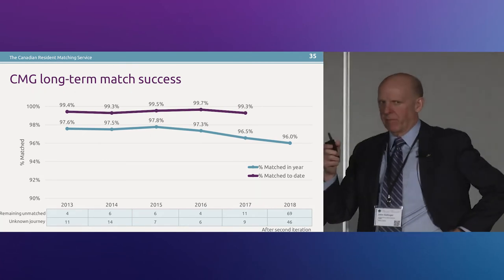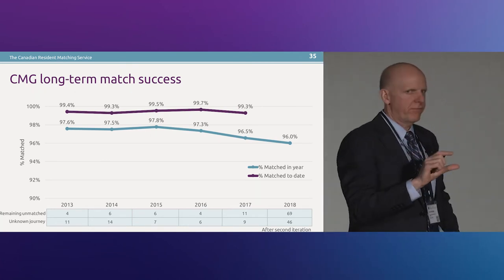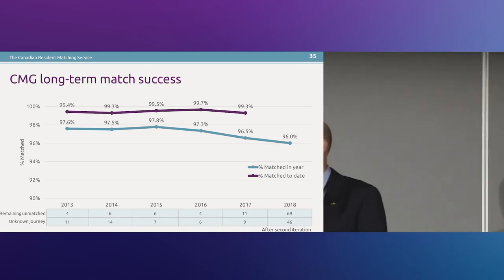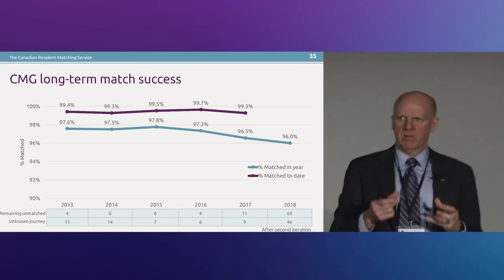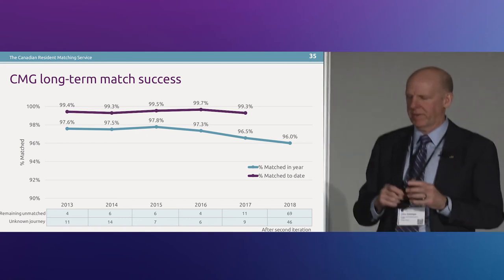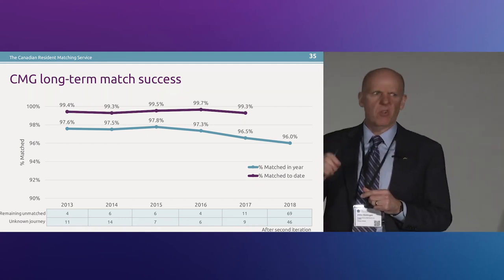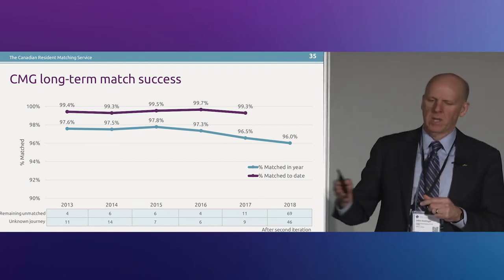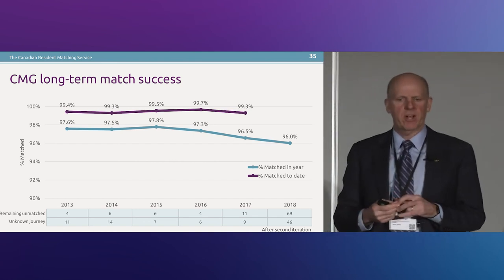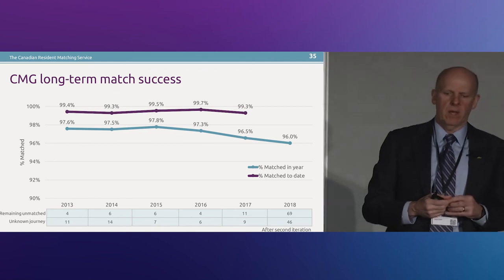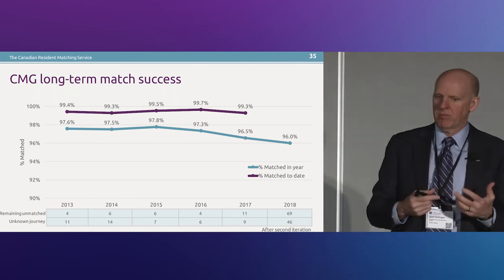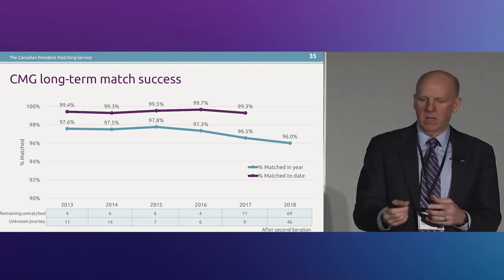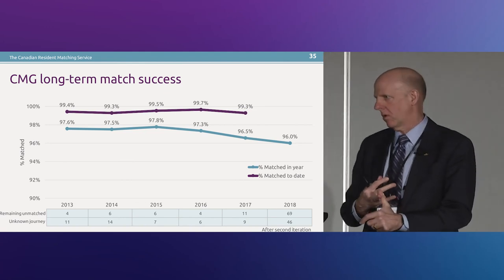This is a view of things over time from each one of the current year cohorts. The blue line is the percentage match rate in people's year of graduation, so when they were defined as current year graduates, that was the match rate for that cohort. The burgundy is what the ultimate match rate is for that cohort over time, for all the subsequent matches that they have participated in. So in 2013, the current year match rate was 97.6. Since then, that cohort has continued to participate, some of them, and now 99.4% have matched. And then for 2013, there are four that are unmatched, and 11 are what are called unknown journey.